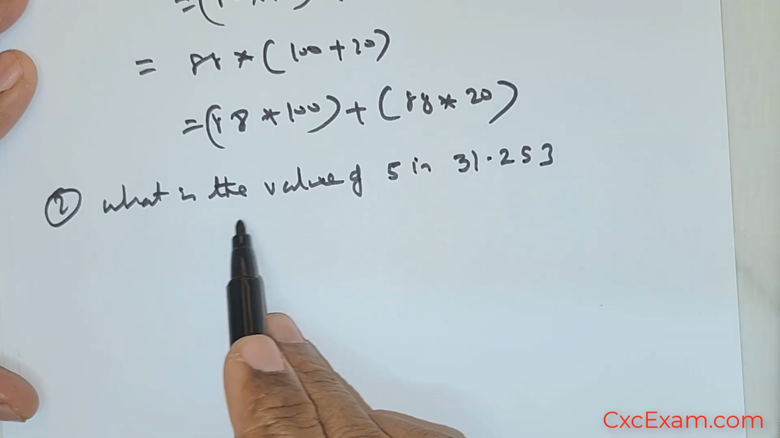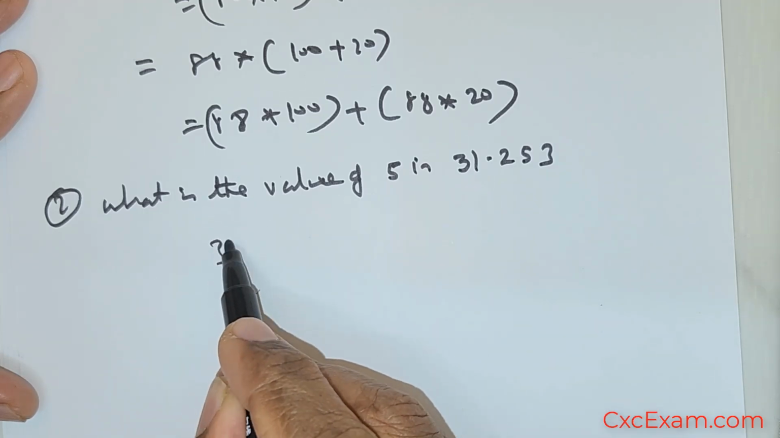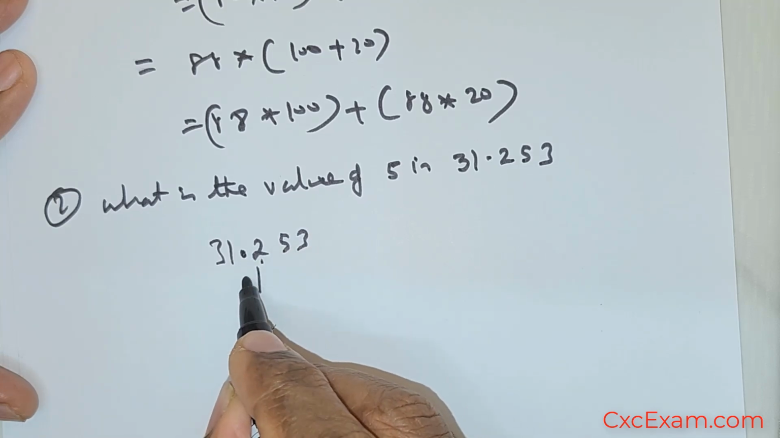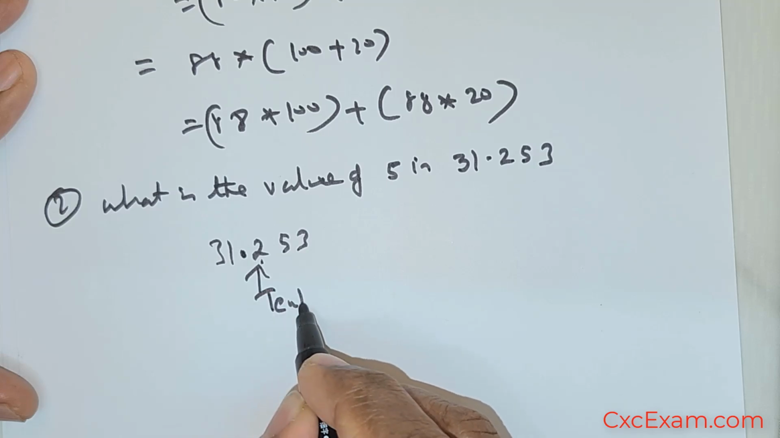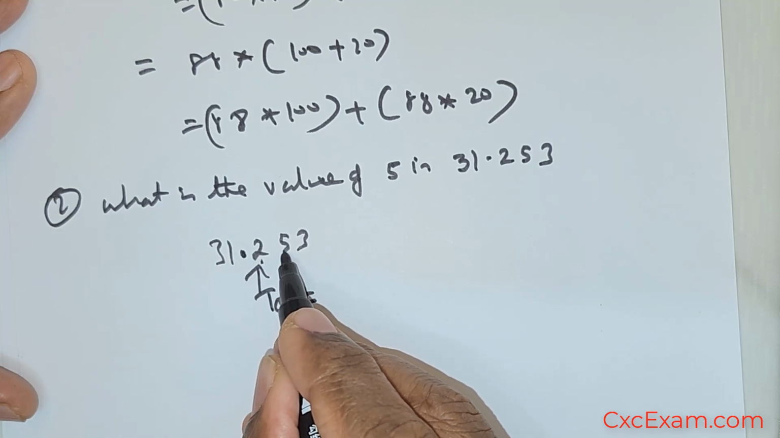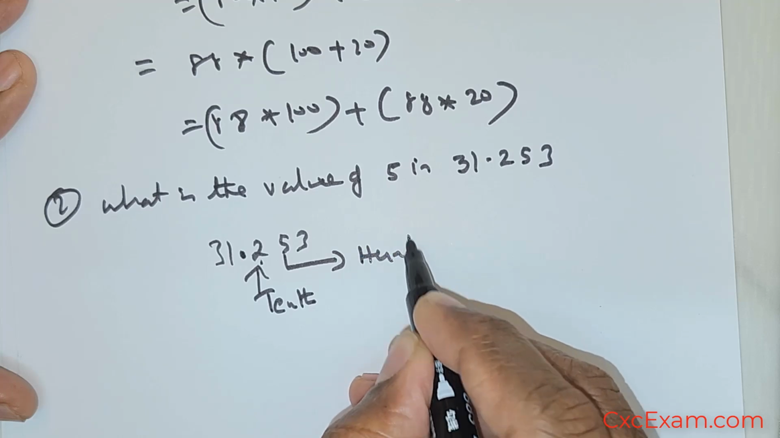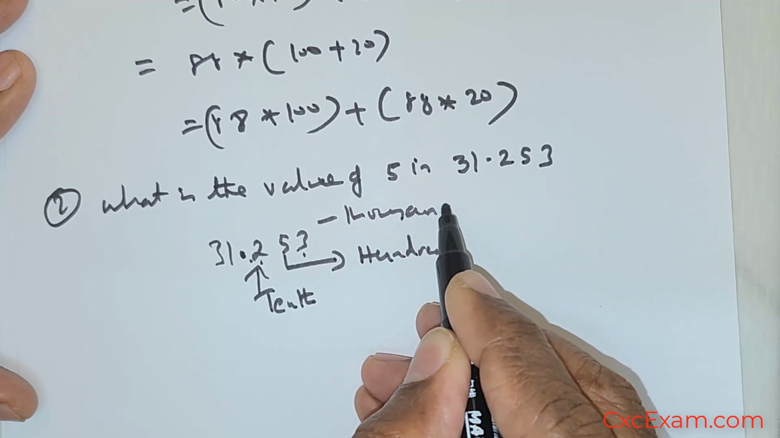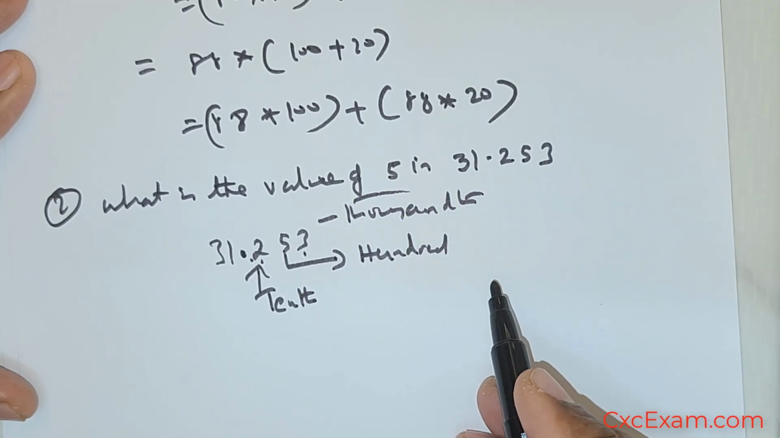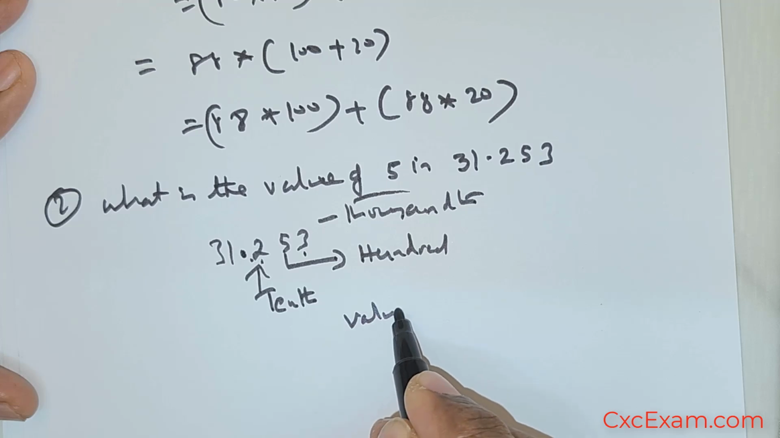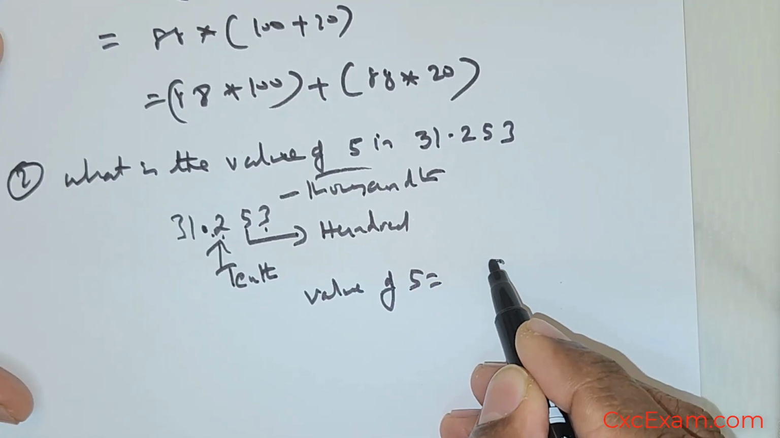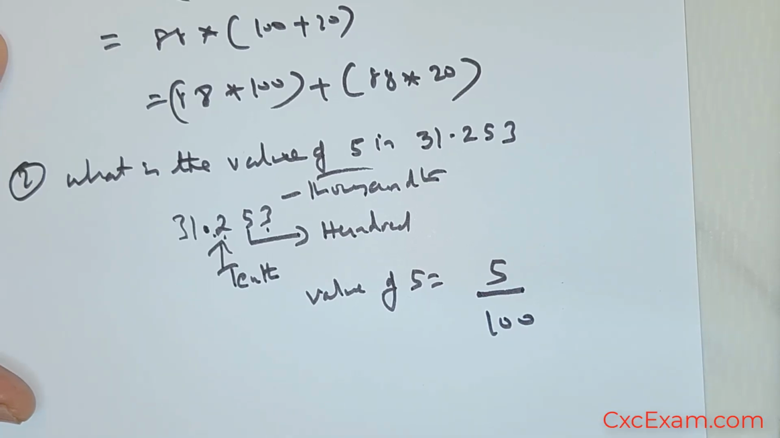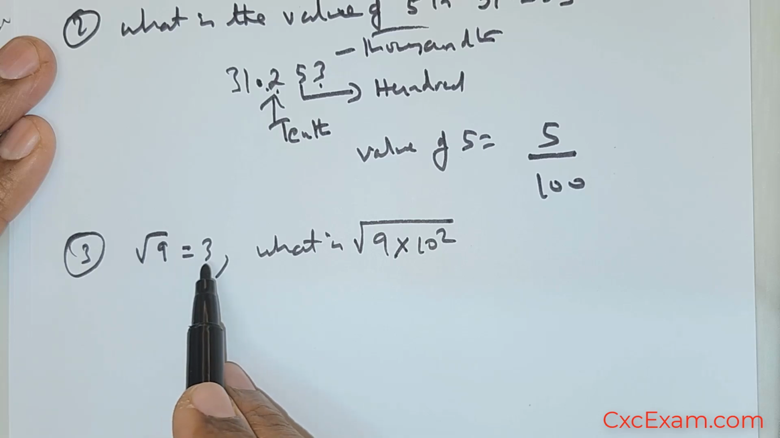Now this is the next question. What is the value of 5 in 31.253? Now remember, after the decimal place, this is called the 10th place. After that, this is called the 100th place. And after that, this is called the 1000th place, and so on and so forth. So the value of 5 is in the 100th place, so it's going to be 5 over 100. So that's a solution.